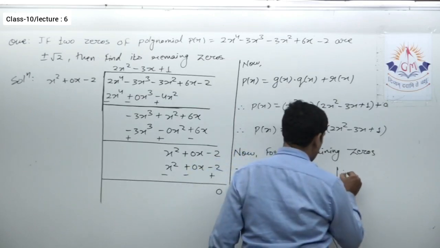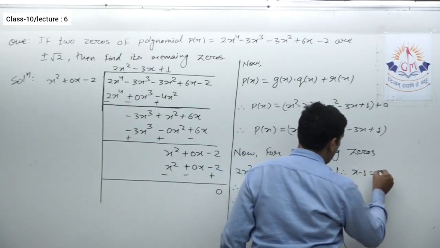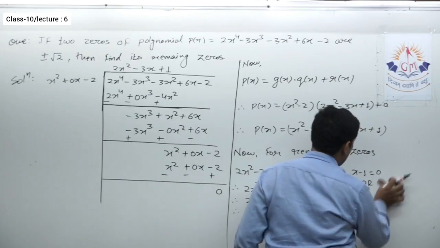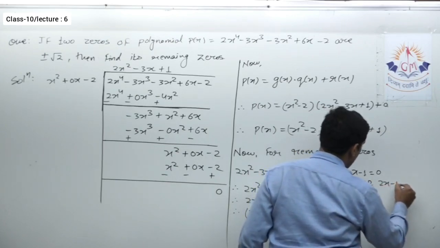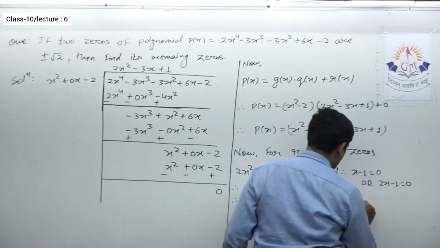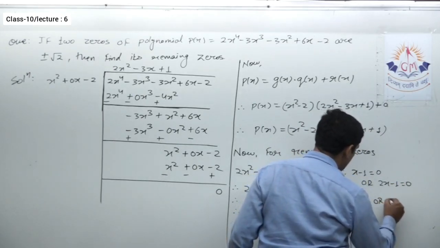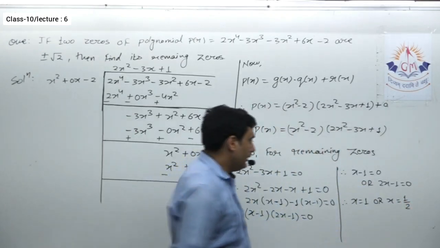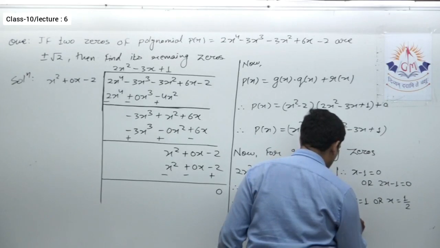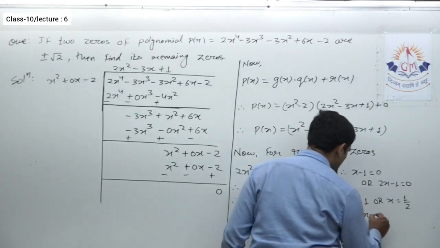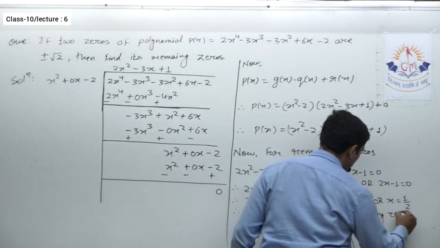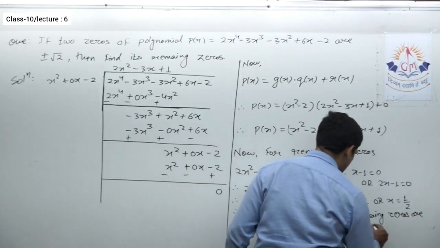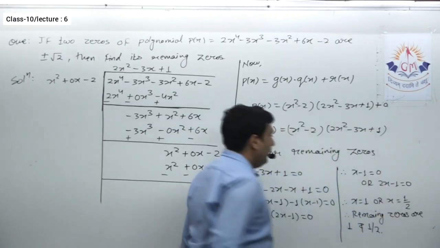Therefore further I can say x − 1 equal to 0 or 2x − 1 equal to 0. Therefore x is equal to 1 or x is equal to 1/2. So I can say the remaining zeros are 1 and 1/2.